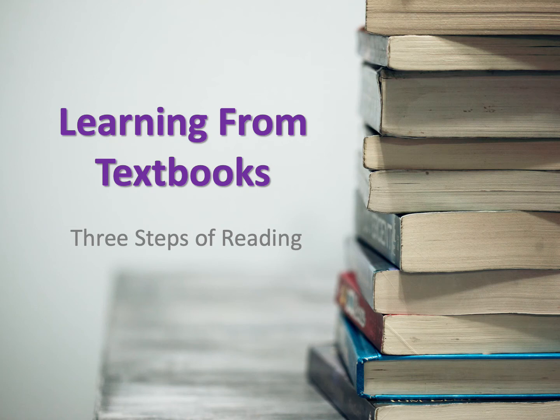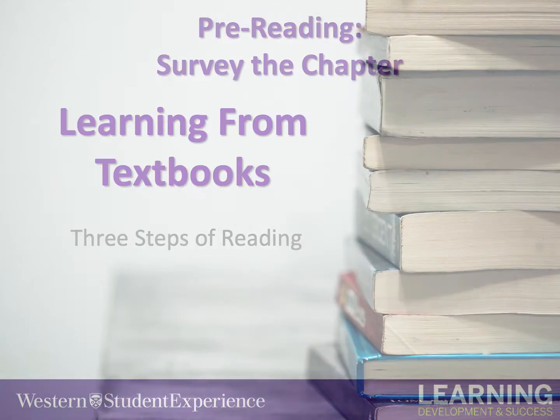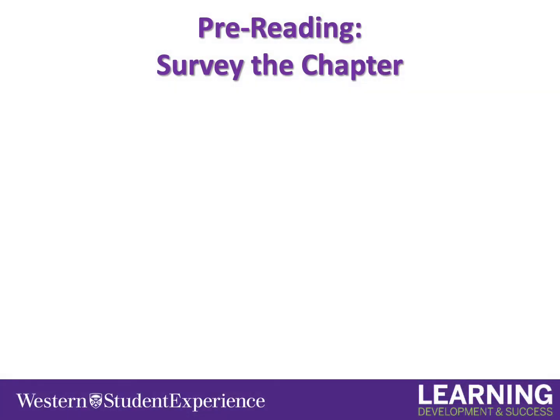Learning from textbooks. 3 steps of reading. Pre-reading, as the name suggests, happens before you read. Pre-reading involves surveying the chapter you're about to read. This is often called a quick read, as it's meant to be quick, no more than 5 to 10 minutes.